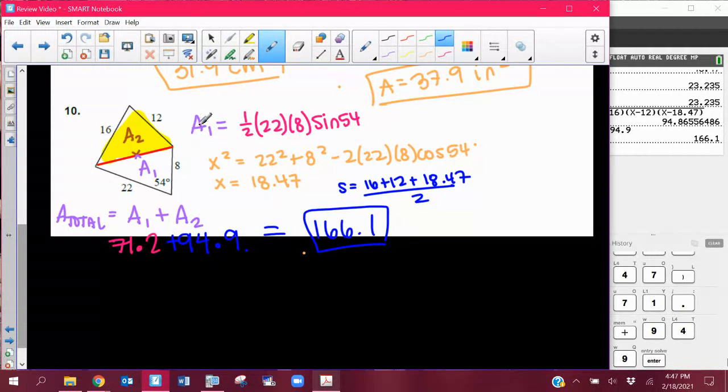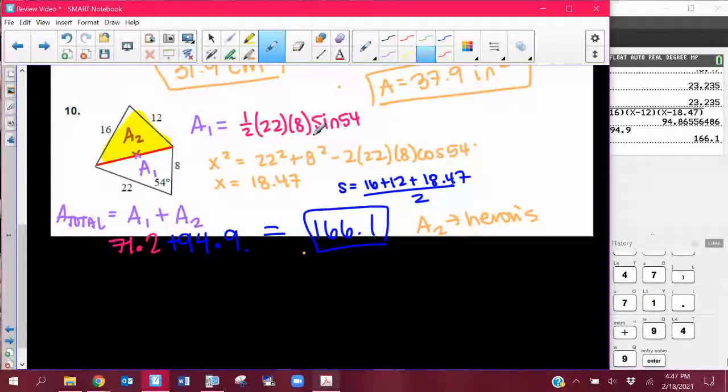But again, in order to find A1, I used my side angle side triangle formula. And then to find A2, I had to use Heron's formula because I had a side side side triangle, even though I had to find the last side. So this is really a conglomeration of all of the information we've gone over this unit. You have to figure out missing sides, you have to do the areas, and you have to add them together.